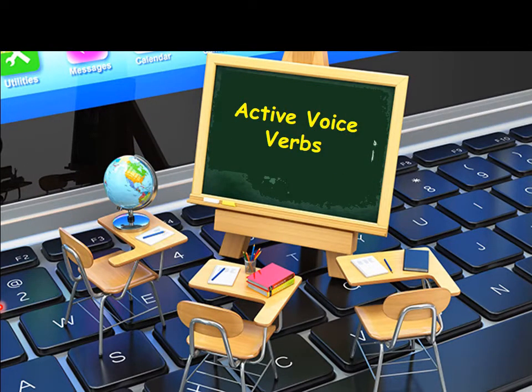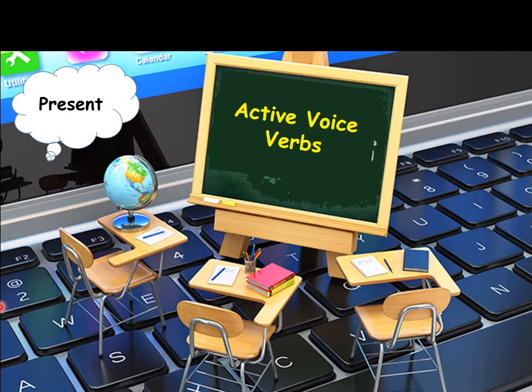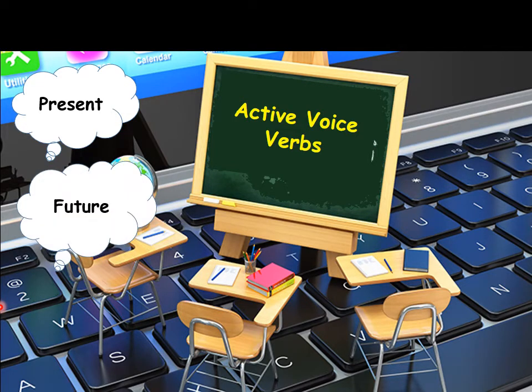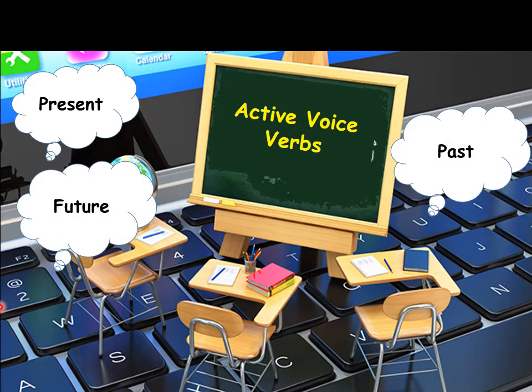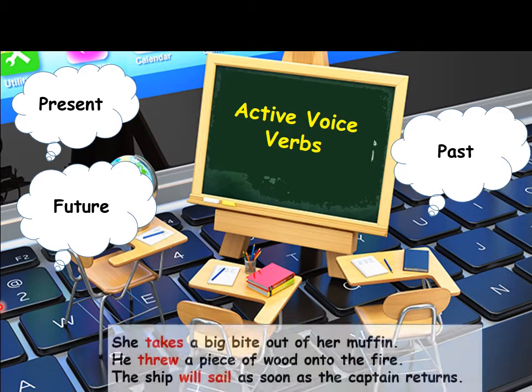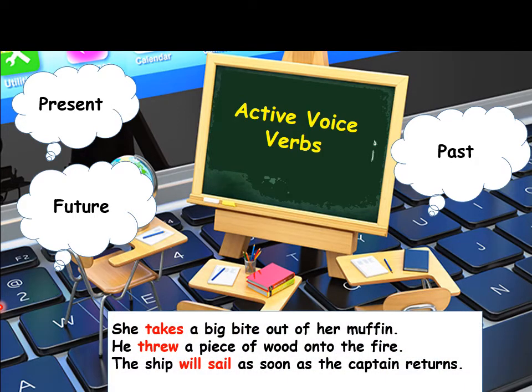The verbs used in active voice are known as active verbs. Many active verbs are irregular in the past tense. Active voice can be in the present, in the future, and in the past tense. Let's take a look at these examples.